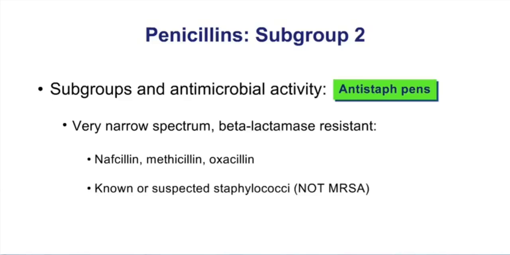They have a very narrow spectrum that includes staph. Now this is methicillin sensitive staph, not methicillin resistant. MRSA basically is a type of resistance mechanism where you get a cross resistance to all of the anti-staph drugs. So it has to be methicillin sensitive in order for drugs like nafcillin or oxacillin to be effective.